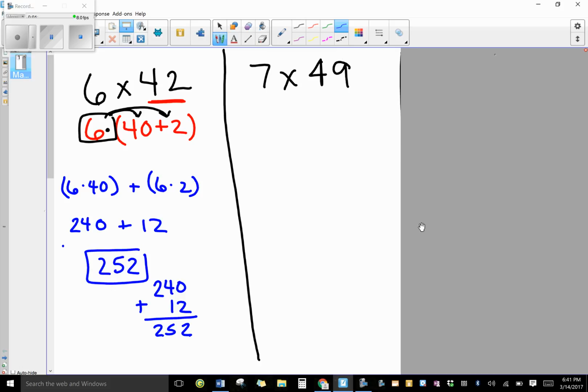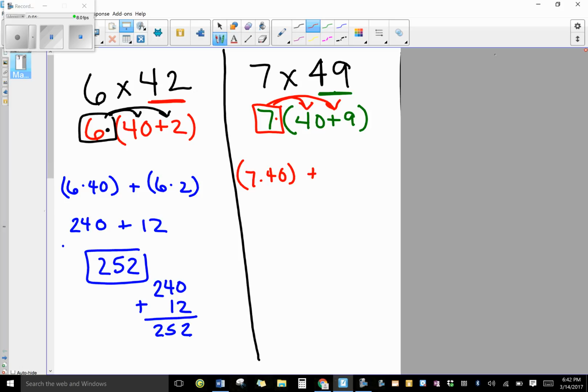7 times 49. So I'm going to look at 49 and I'm going to break it up into 40 plus 9. All right, bring down my 7. I will then use the red color here. I'll draw in my multiplication sign, box out everything that is outside the parentheses, draw my distributive arrows to remind me to hand out and rewrite. So I'm going to wind up with 7 times 40 plus 7 times 9. Okay.